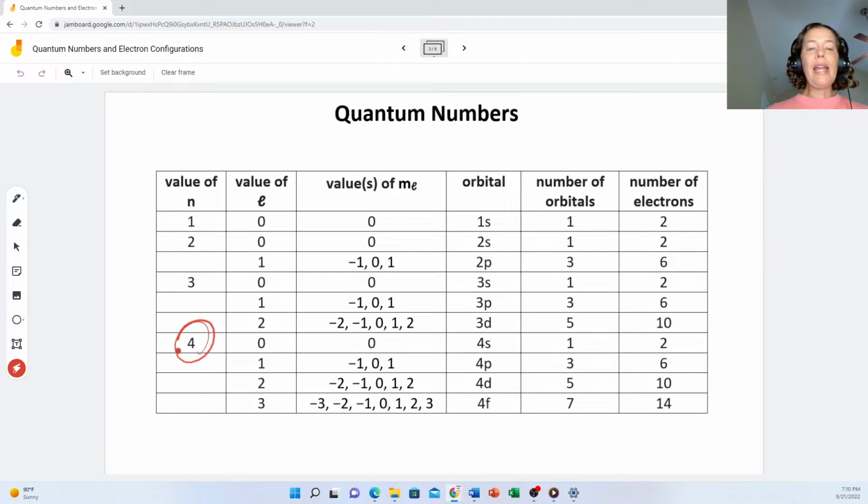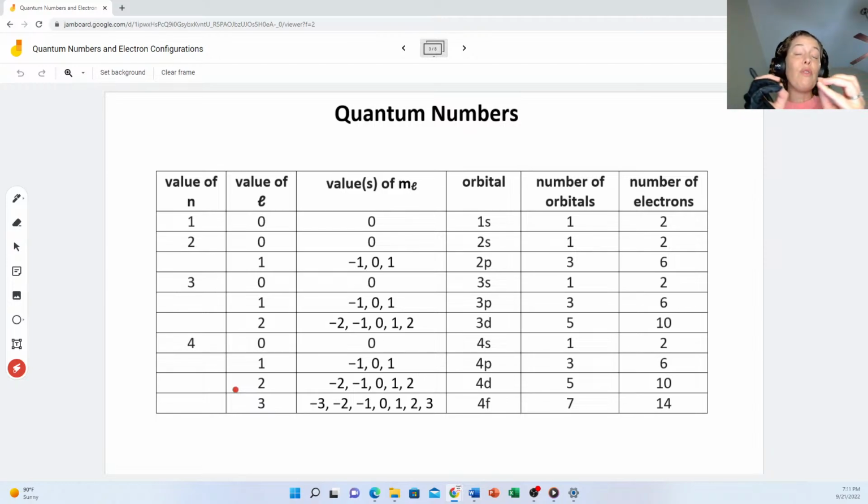So when n equals 4, what does L equal? Remember, L has a range. It's going to run from 0 to whatever n minus 1 is. Well, n minus 1, in the case of n equals 4, is 3. So L is going to run from 0 to 3. So we have 4 different values for L. This is totally normal, totally fine.